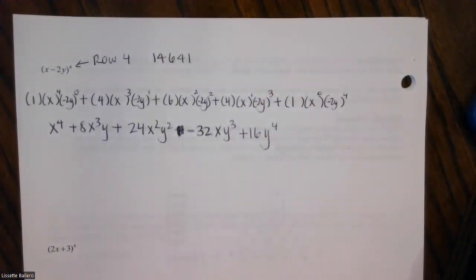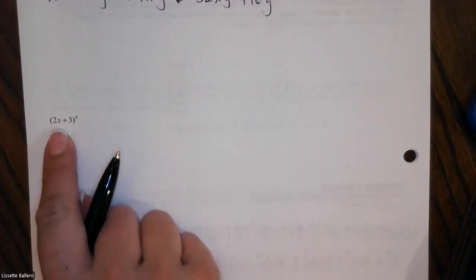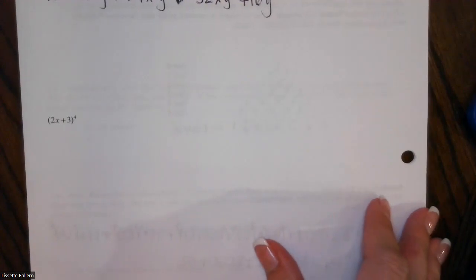So there is our expanded form. We didn't have to do all the math of multiplying x minus 2y times x minus 2y times x minus 2y times x minus 2y. All right, if you think you're ready to try one, go ahead and pause it and try this one on your own. I'll go ahead and show you another one if you want to see another one.